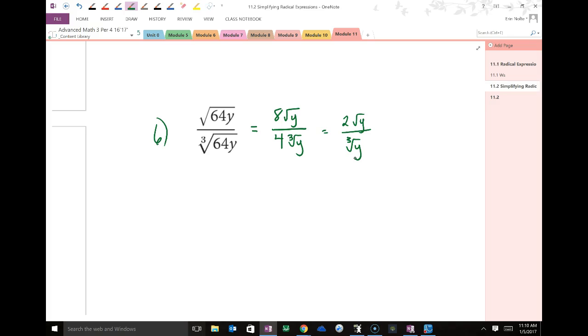So why can't you do the 64? Why is it kind of like the same thing? You can if they are the same root. So if these were both square roots, then you could. Or both cube roots.